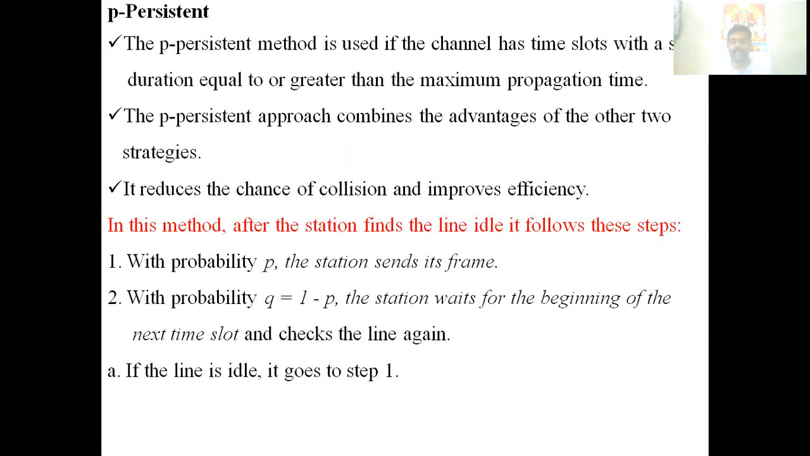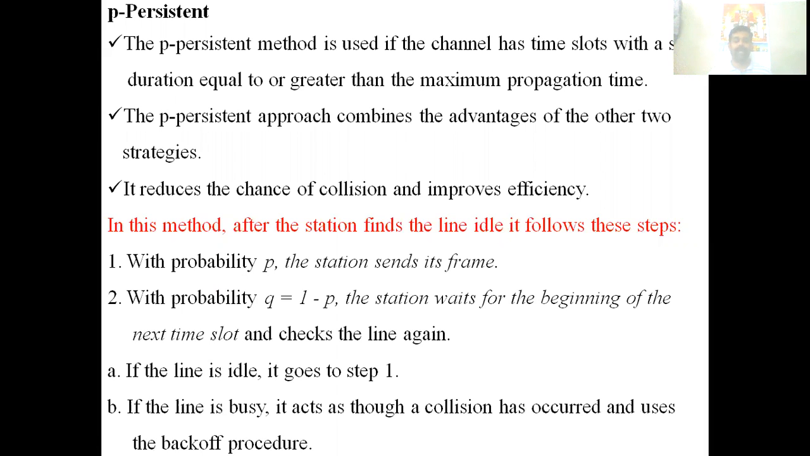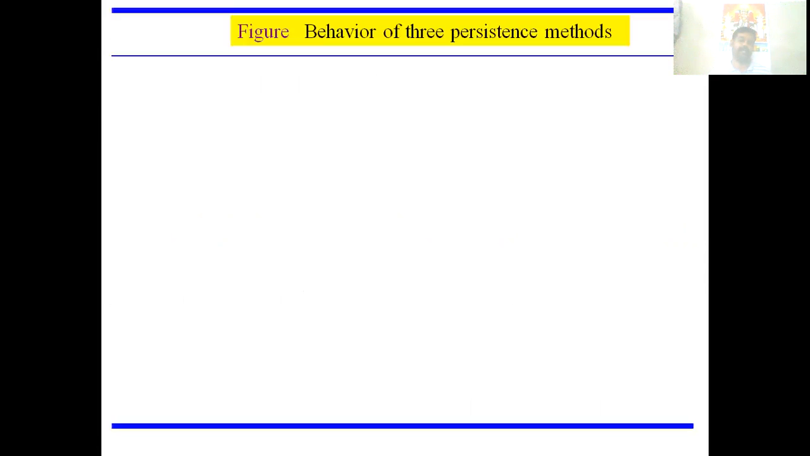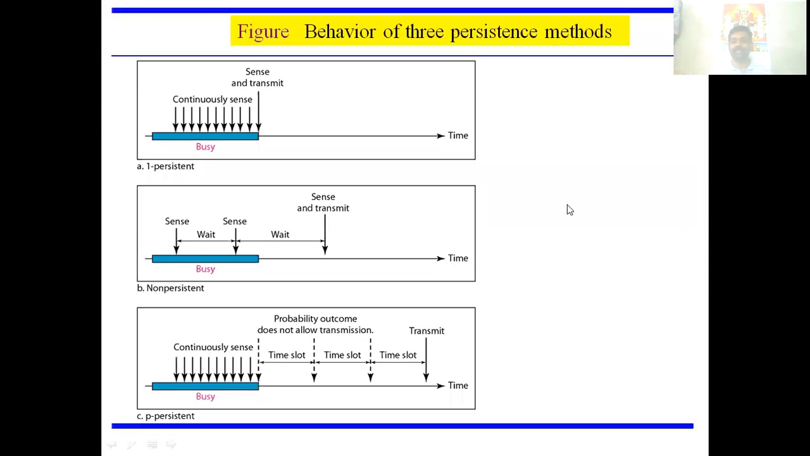If the line is idle, it goes to step 1. If the line is busy, it acts as though a collision has occurred and uses the back off procedure. So this is the behavior of the P persistent method. In the first method, one persistent, it will be continuously sensing, and when the medium is free, it will transmit. Next, it will sense randomly, wait, then transmit.